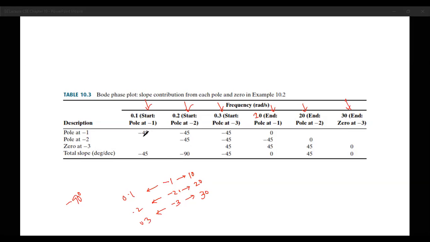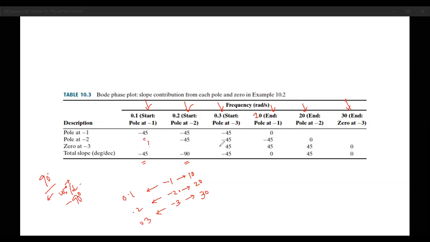So the contribution of the pole is minus 45 degrees per decade, because we are dealing with the decade now. So the total will be 90 degrees, no doubt about it, but it will be divided into 2 decades. So starting from 1 decade early and ending 1 decade late. So it will be 45 degrees per decade. So for -1, it will start at 0.1 and it will have minus 45 degrees per decade. So no other contribution. So the total contribution is minus 45 degrees per decade. And at 0.2, the other pole is coming into action. So it will have minus 90 degrees per decade.